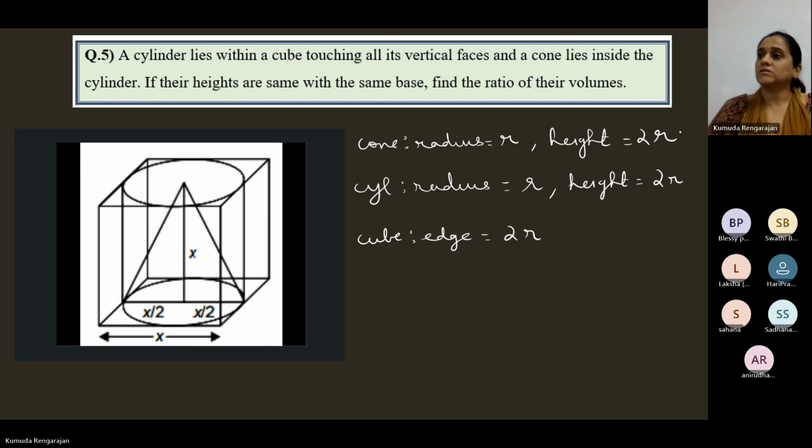So for the cube, we have written edge is 2r. For cylinder and cone, we need radius and height. So radius r and height is 2r. We have written everything, right? Now we have to find the ratio of their volumes.